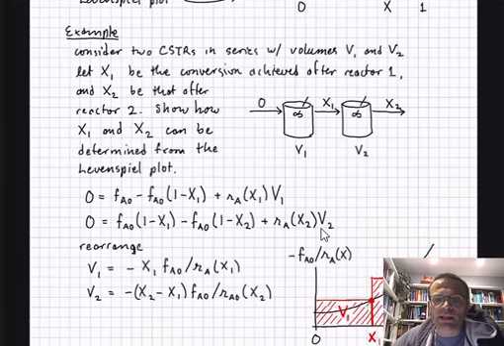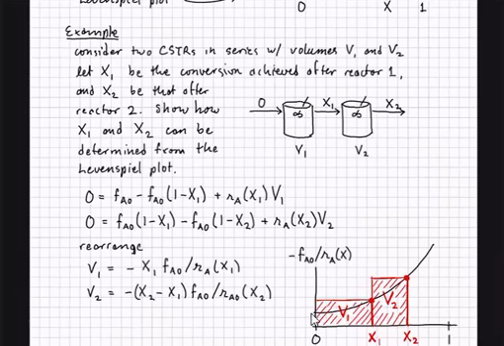Now I'm going to rearrange these two equations so that I solve for V1 and V2 and write these in a suggestive form. The first one, I rearrange to V1 equals minus x1 times FA naught over RA evaluated at x1. For the second one, I'm going to write V2 as minus the difference between x2 and x1 multiplied by FA naught divided by RA evaluated at x2.